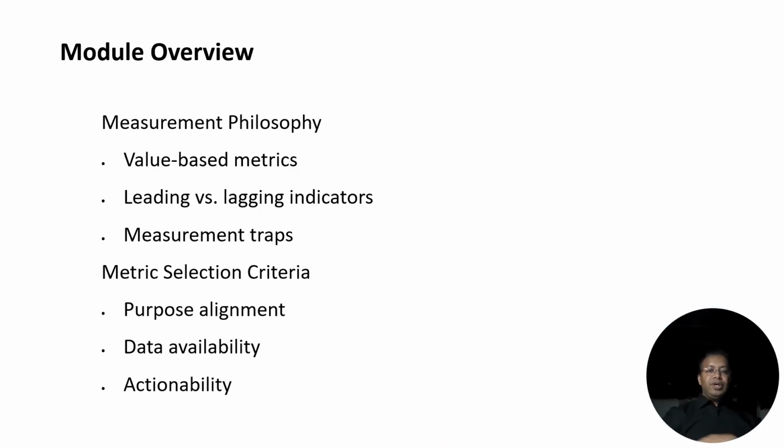Module overview: we're going to talk about measurement philosophy, value-based metrics, leading versus lagging indicators, some measurement traps, purpose alignment as metric selection criteria, data availability and actionability, as we progress a little deeper into the implementation aspect of agile leadership in an organizational context.